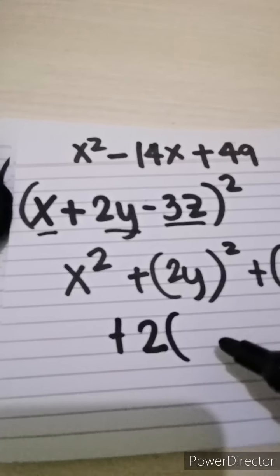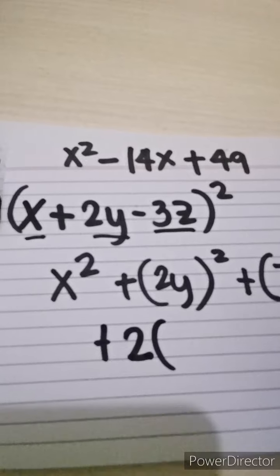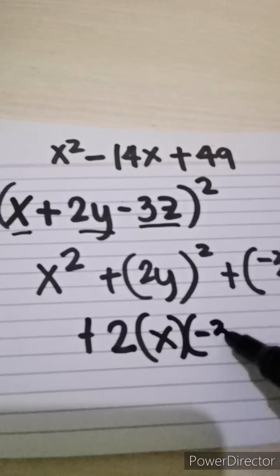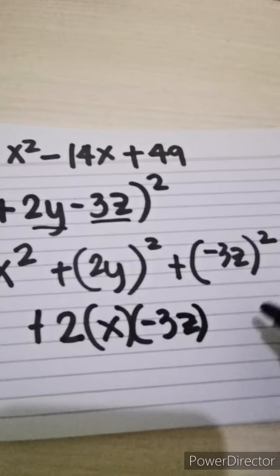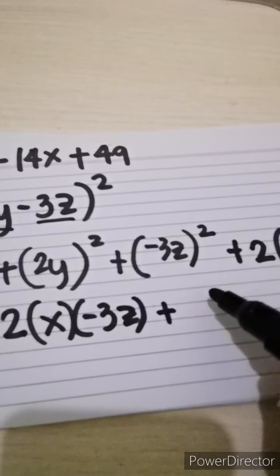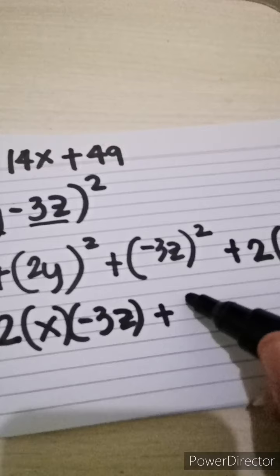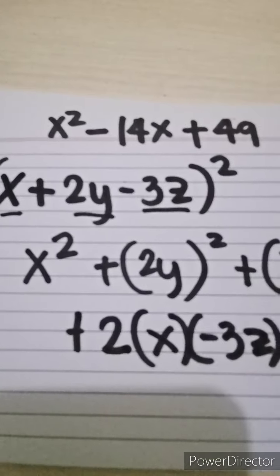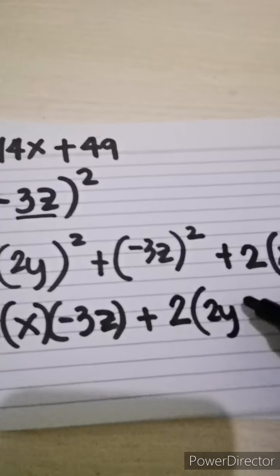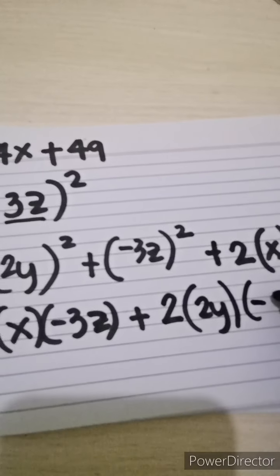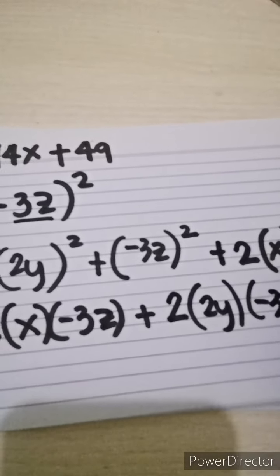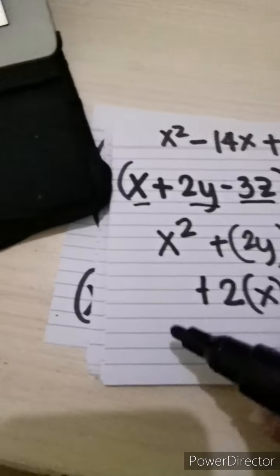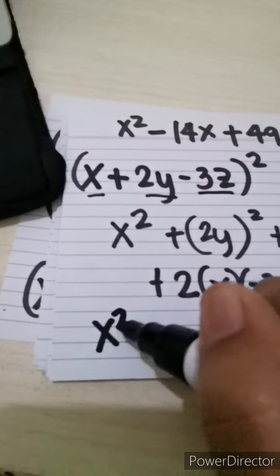So, eto naman, the first and the last term. So, ang first natin is x, and the last term is negative 3z. And the last step is 2 times the second, which is 2y, and the last term, which is negative 3z. Okay, simplifying, we have x squared.